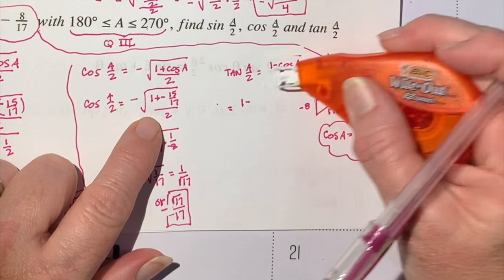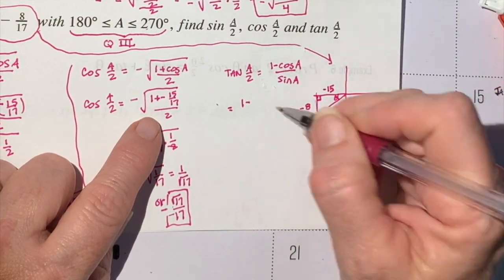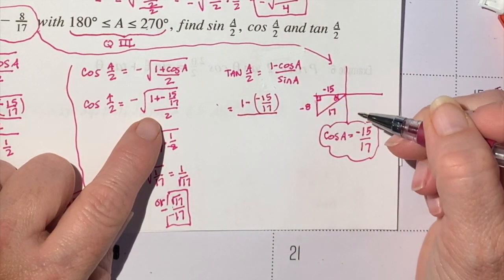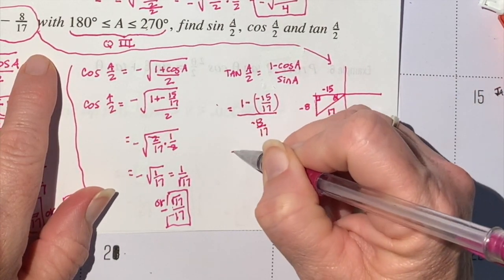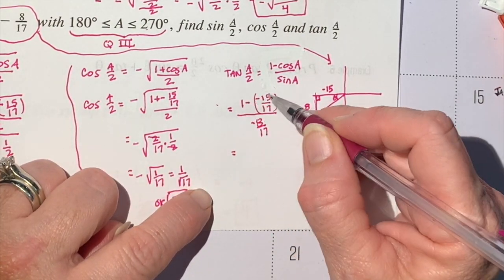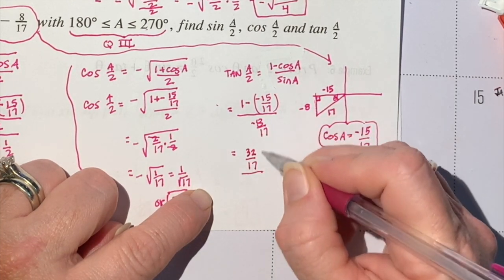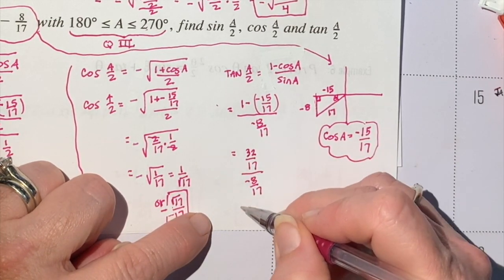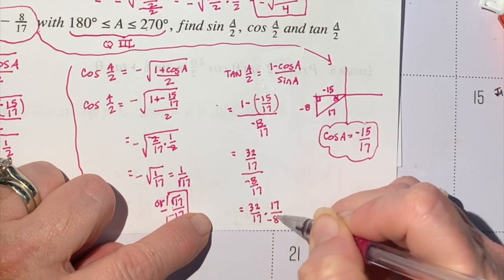So there's the formula right there. I need 1 minus the cosine of A, which is negative 15 over 17, divided by sine of A, which is negative 8 over 17. So 1 plus 15 over 17, think of that as 17/17 plus 15/17, that's 32 over 17, and that's divided by negative 8 over 17. Again, dividing by a fraction, we just multiply by the reciprocal, the same thing as 32/17 times 17 over negative 8.